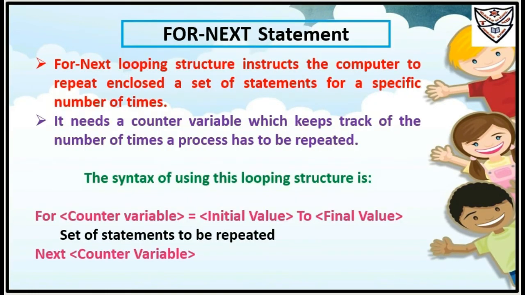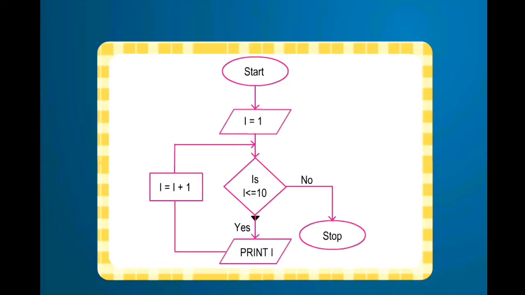For next statement. The for next looping structure instructs the computer to repeat an enclosed set of statements for a specific number of times. It needs a counter variable which keeps track of the number of times a process has to be repeated. The syntax of the looping structure is: for counter variable equals initial value to final value, set of statements to be repeated, next counter variable.